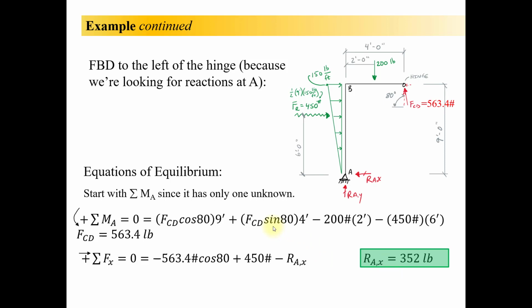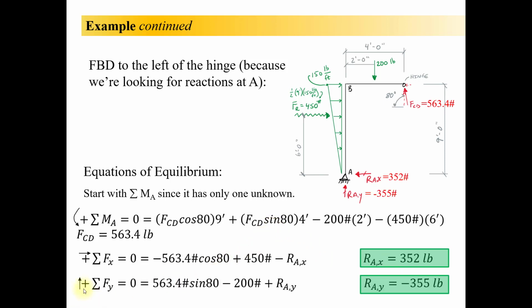One of my answers. And then summing forces in the Y, up positive, I have 563.4 times the sine of 80, which is my vertical component, minus 200 pounds, don't forget about the applied force up here, plus RAY equals 0, and I get that RAY is equal to minus 355 pounds. What does that mean? Well, it means I got the right assumption for RAX, that it is pointing left because I got a positive number. RAY turned out to be negative, which means my assumption was wrong.